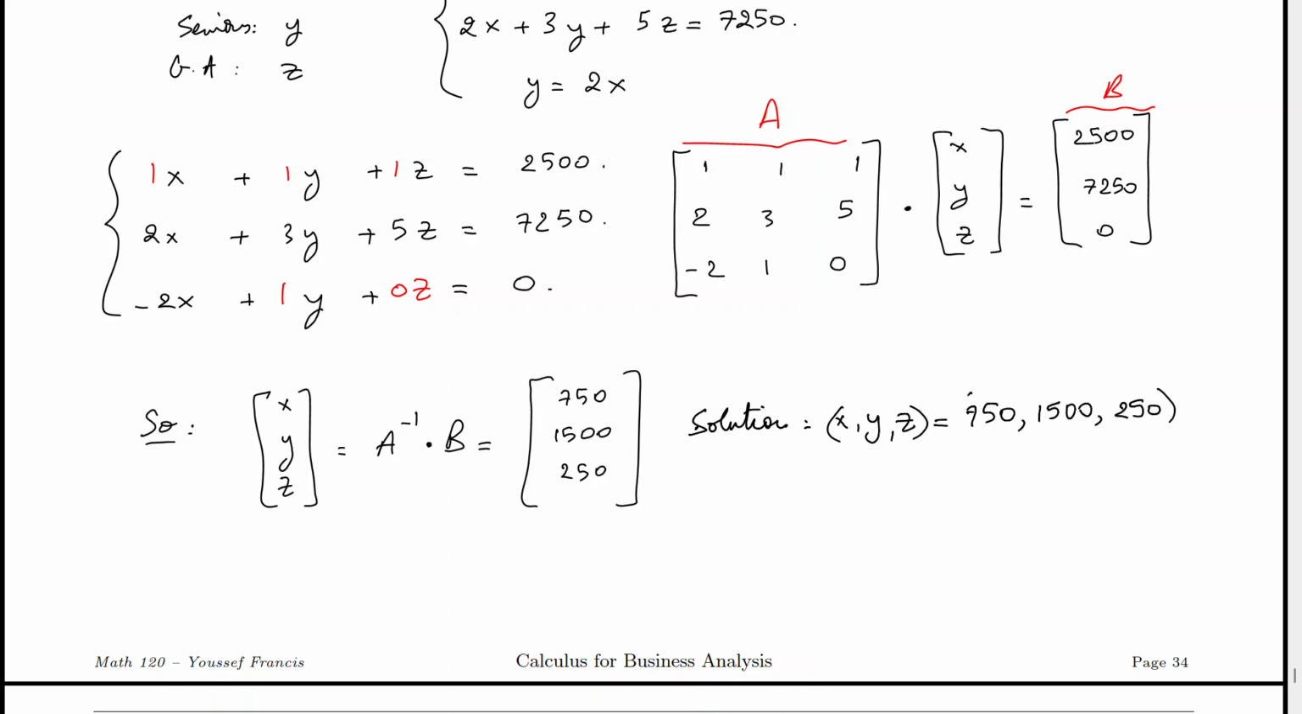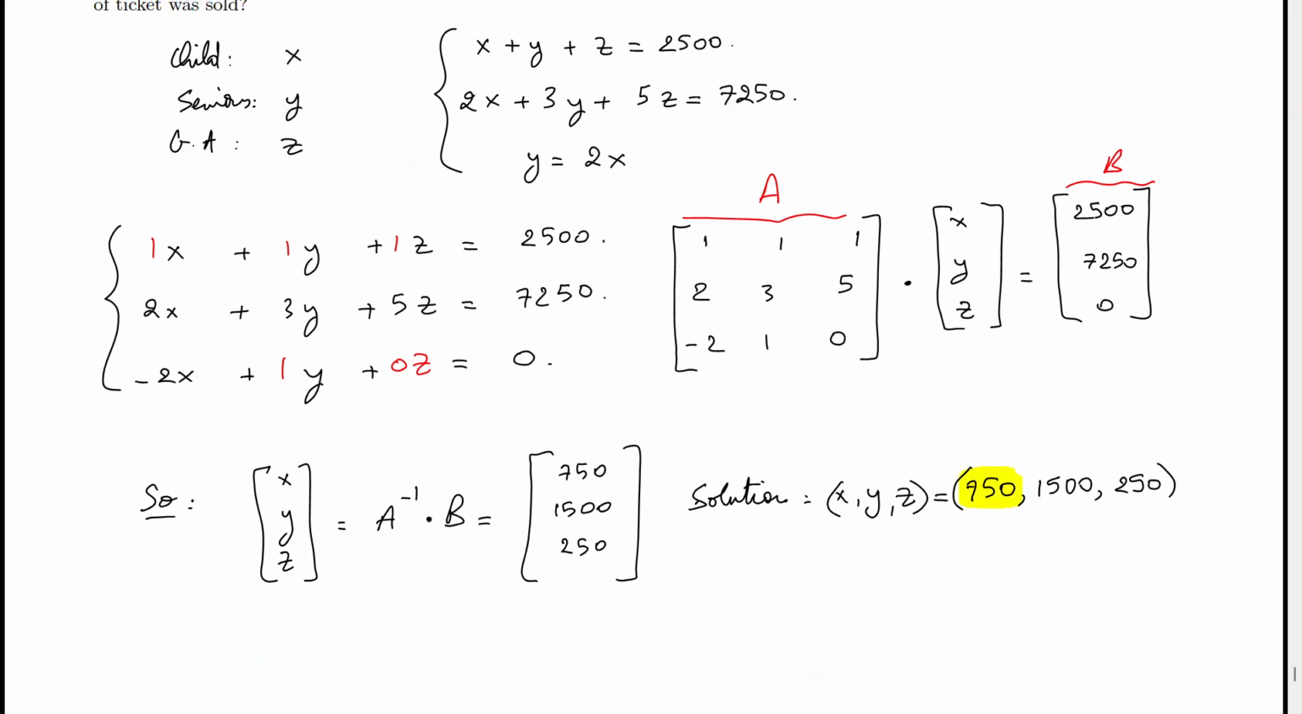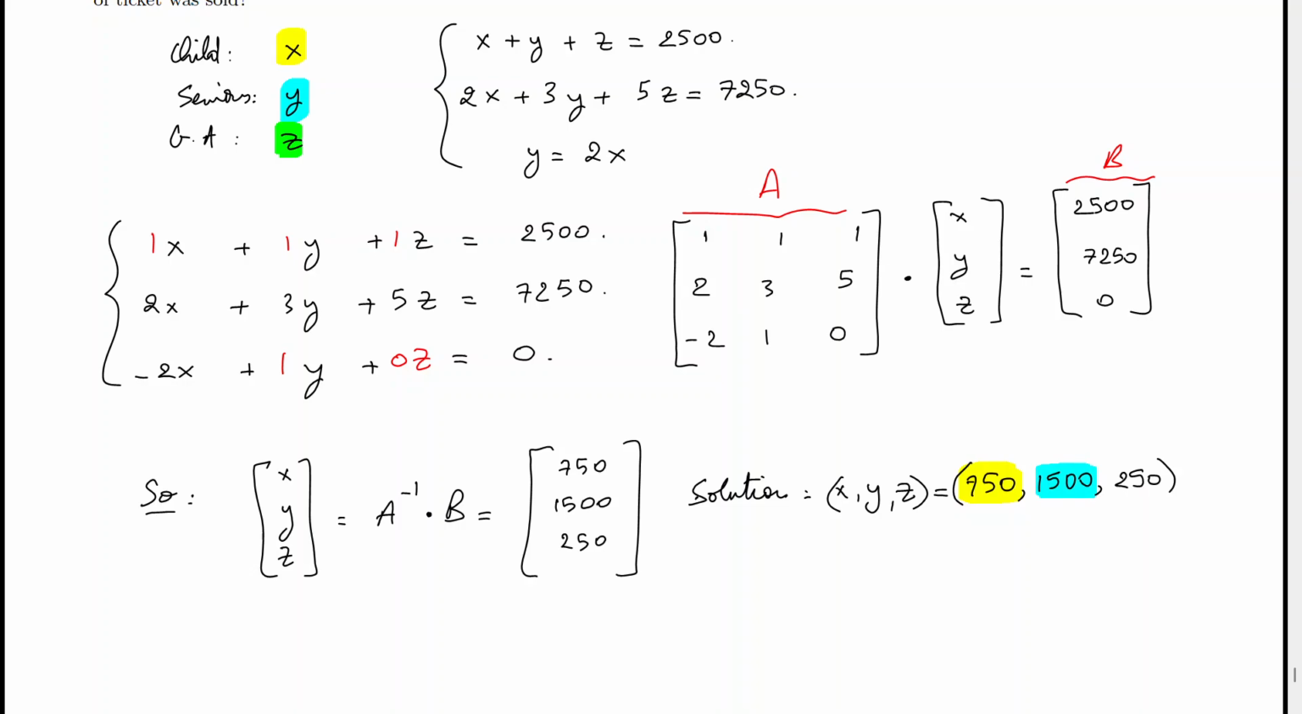So in other terms, we sold 750 children tickets because X refers to children. Y is the number of senior tickets that were sold, so 1,500 senior tickets were sold. And finally, Z is the general admission. We only sold 250 general admission tickets to this game.